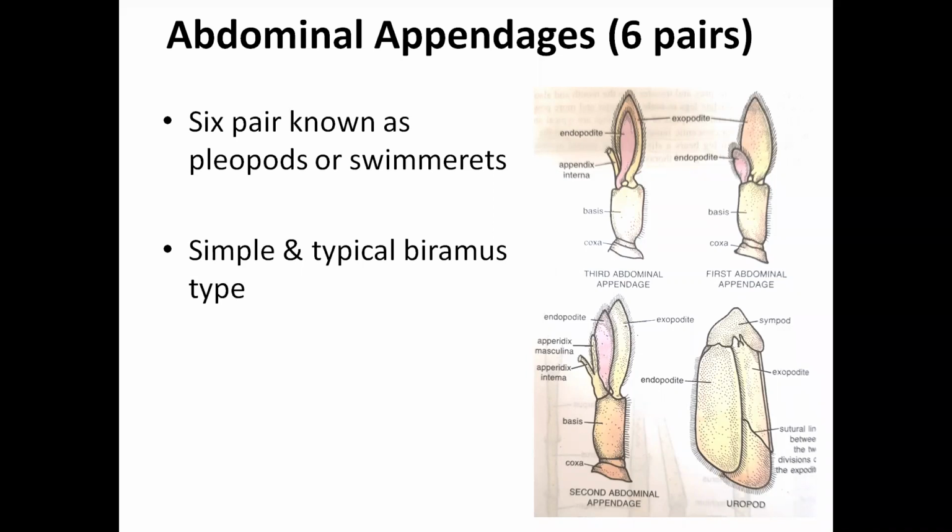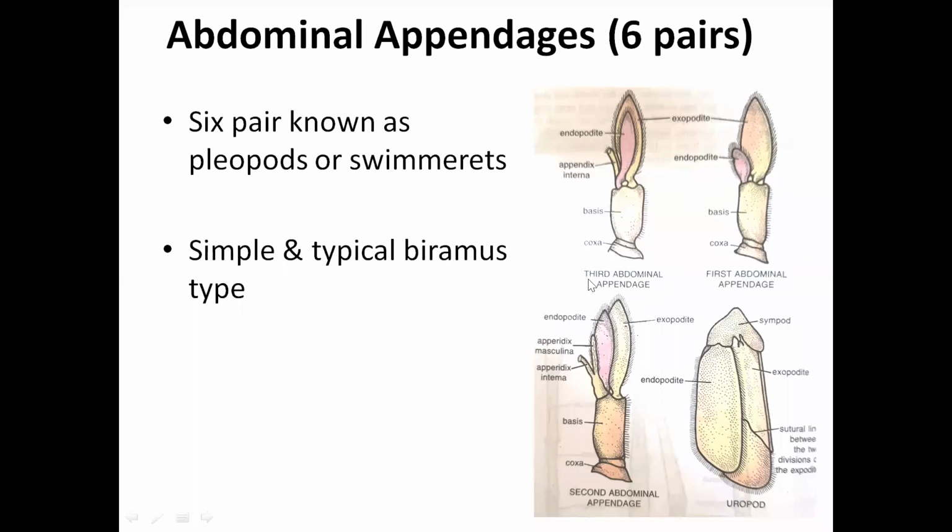All these six abdominal appendages are typically biramous, meaning jointed, but as I have told, there are some sexual dimorphic characters. First, this is the typical structure of the first abdominal appendage. It has a coxa, basis, then endopodite and exopodite. This is the typical structure of an appendage in prawn.